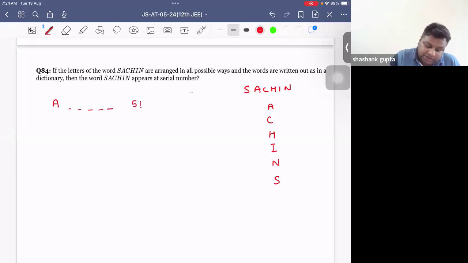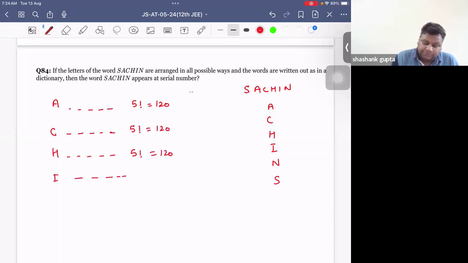That is 5 factorial, that is 120. Then those words will come which start with C. At the remaining 5 places, AHINS will arrange. So it is again 5 factorial, that is 120. Then H will come. Again 5 factorial, that is 120. Then I will come. Again 5 factorial, that is 120. Then N will come. Again 5 factorial, that is 120. Then S will come. This is what I also require.